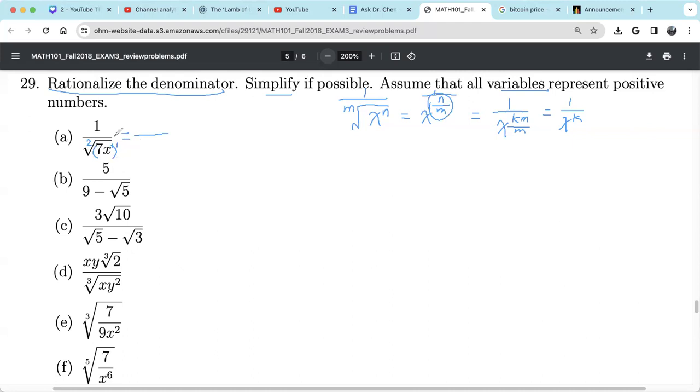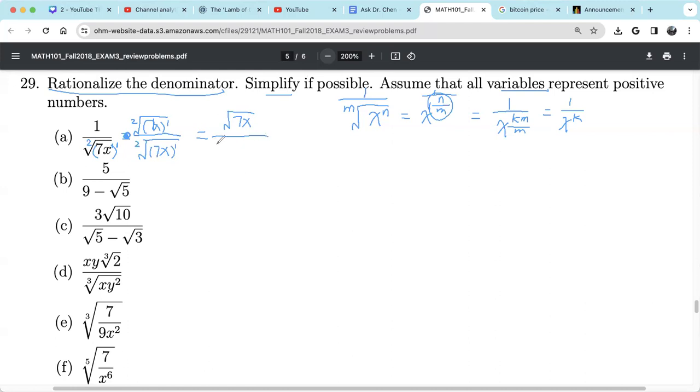So what do we want to do? We want to multiply by the square root of 7x over the square root of 7x. Why? Because I have to multiply by 1, and 1 is 7x over itself. Anything divided by itself is 1. So in this case, the numerator is 1 times the square root of 7x, so the numerator now gives us the square root of 7x.